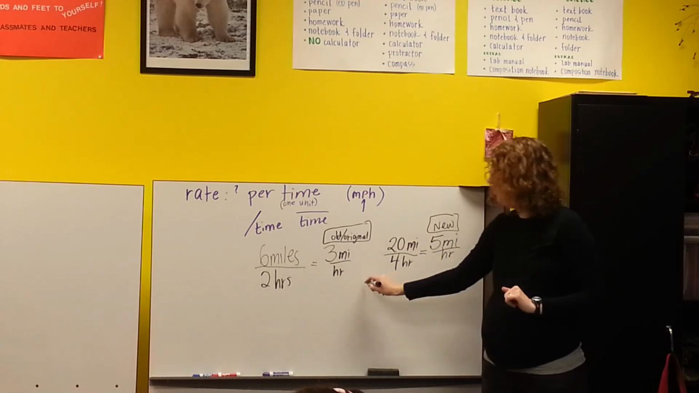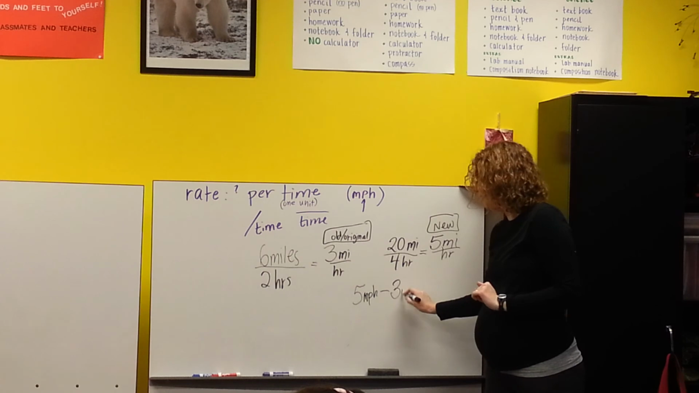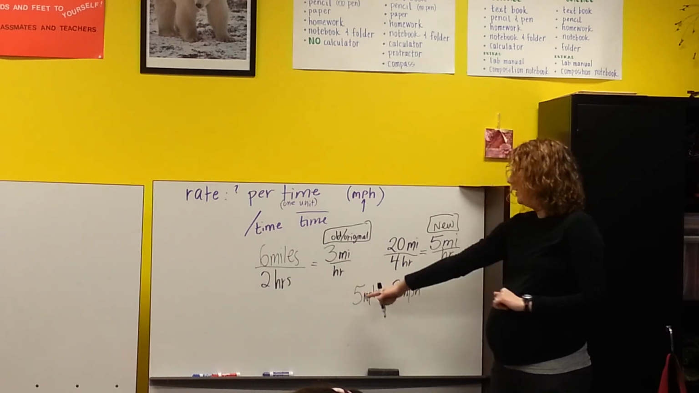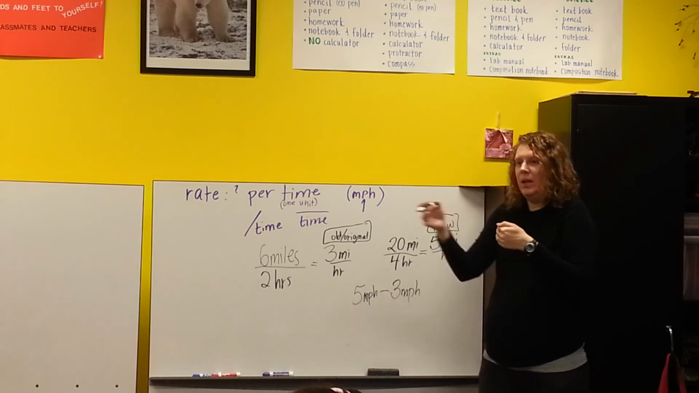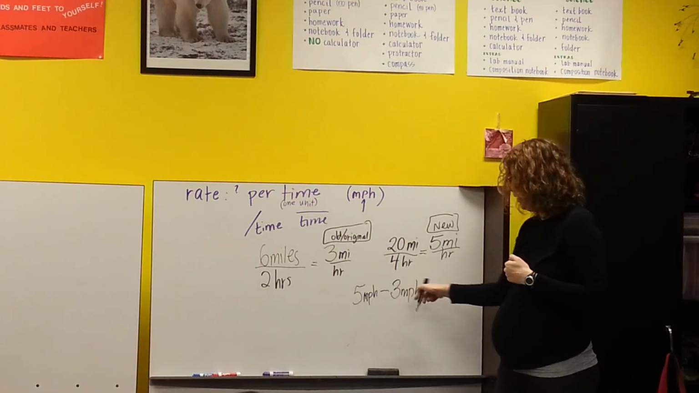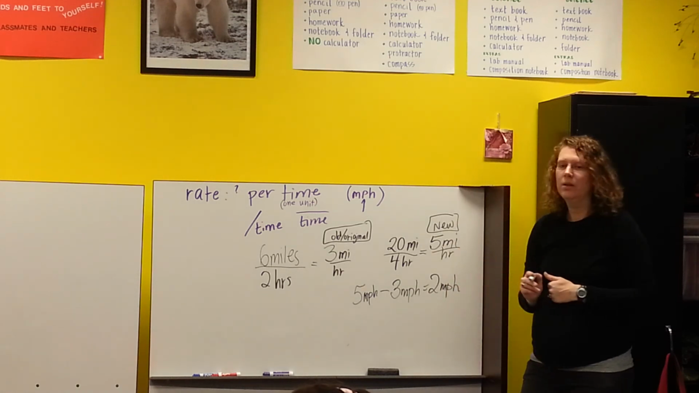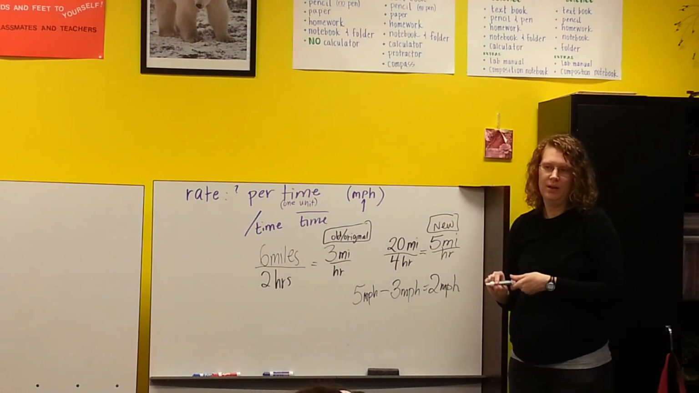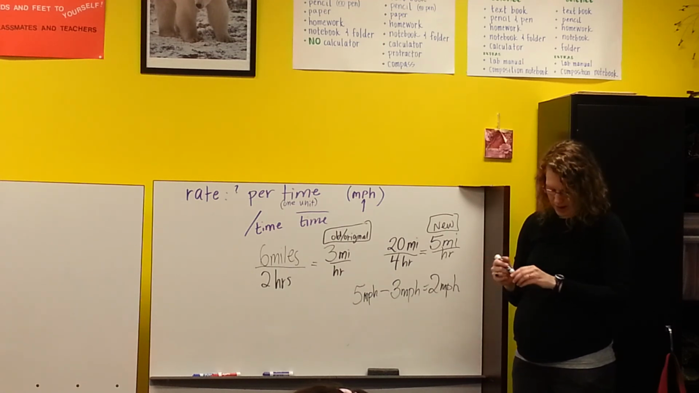Exactly. Okay, so we've got our new rate, 5 mph, just to write it out. I know you guys know this math, but just to see it. So 5 miles per hour, how much did he increase by? So 3 plus what got us 5, so 5 minus 3 equals 2 miles per hour was his rate increase. Make sense? All right, you have A and B practice problems.